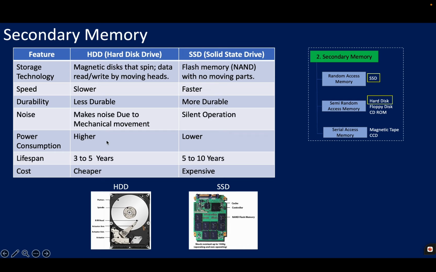Power consumption is higher in HDD due to spinning motors. Power consumption is lower in SSD and energy efficient. The lifespan of HDD is 3 to 5 years, again affected by the mechanical design. In case of SSD, lifespan is 5 to 10 years. HDD is cheaper and good for large storage, and SSD is expensive compared to HDD.